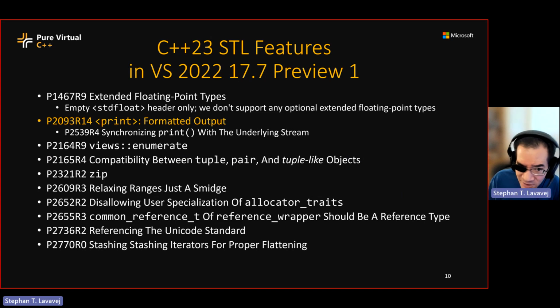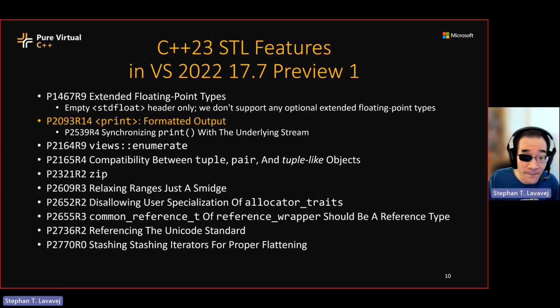It's got an empty std float header. I guess I should talk about that because people are very curious. C++23 is adding the notion of extended floating point types. These are optional. An implementation is not required to implement them. It is required to provide a header called std float. That is required to have an empty namespace std at least. That is what we provide. We don't provide anything else there.